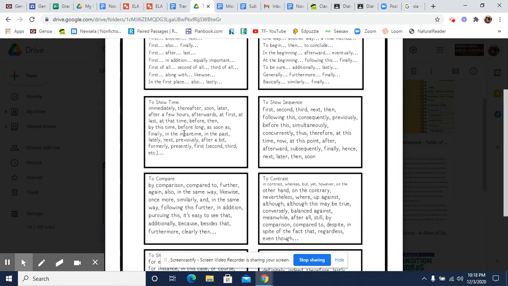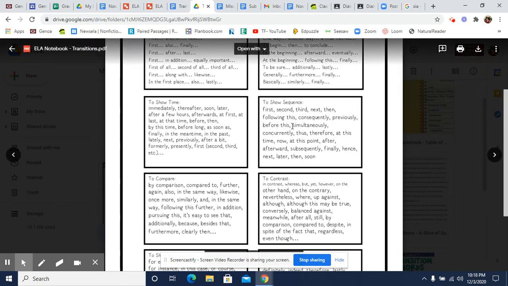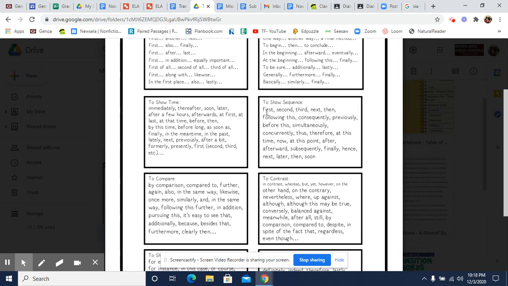Okay. So am I showing that time is passing? Am I showing a sequence of things? Okay, so showing a sequence is like first, second, third, right? Or next. And if you notice right here, it does say then, because every once in a while, then is okay. But if you have it more than twice in your story, it's too much. That's the same if you use next a whole bunch. You don't want to use the same transition a whole bunch of times. You want to switch it up a bit.